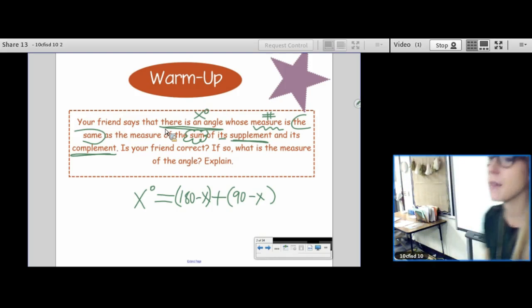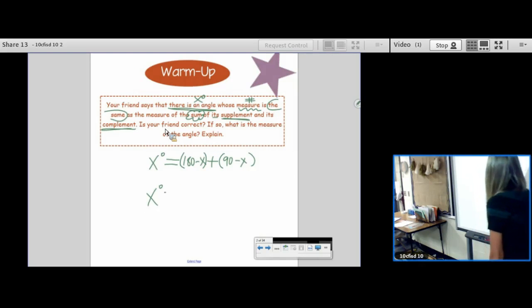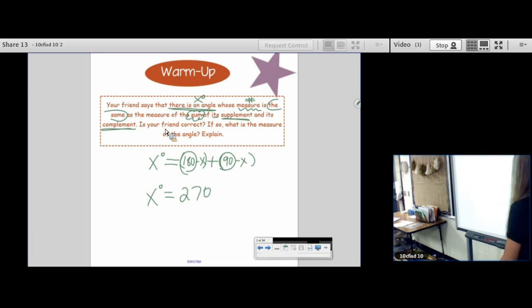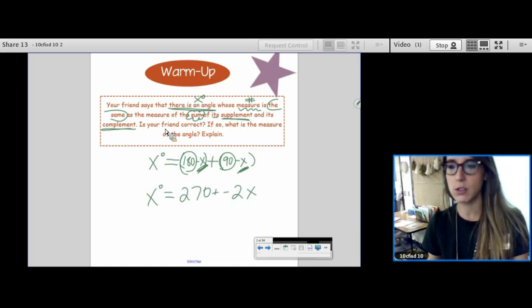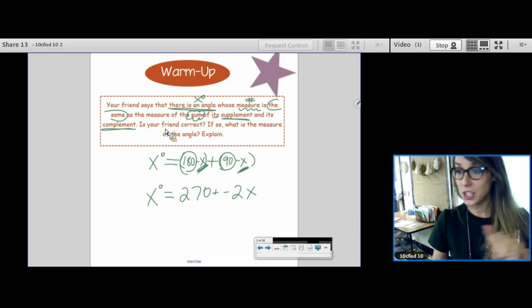Fun. Okay, let's combine like terms. X equals, let's combine this and this, 270. Let's combine this and this. You can do plus negative 2x, or you can just do minus 2x. Everyone okay with my algebra that we're doing here? Add 2x to both sides.